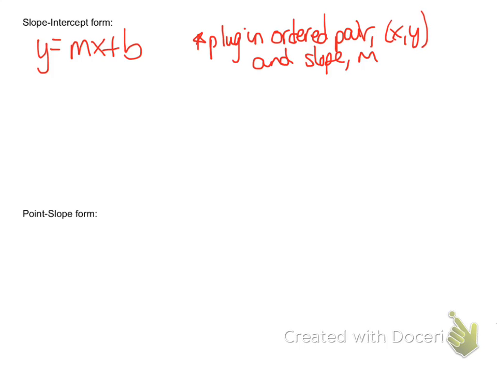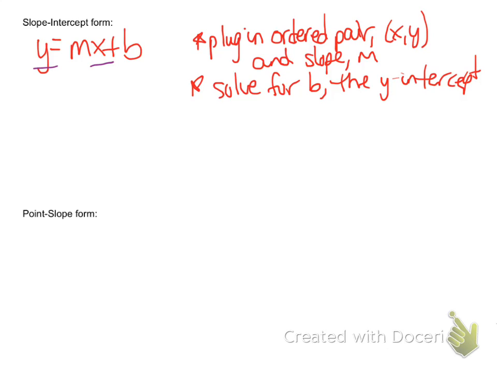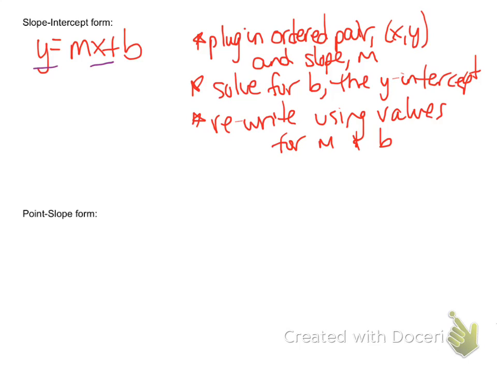To use slope-intercept form, we start with the slope-intercept equation, y equals mx plus b. You'll be given an ordered pair and a slope, or you may be given two ordered pairs and you'll need to find the slope. In any case, you plug in the ordered pair x and y for the x and the y in the equation, and you plug in the slope m. Then you solve for b, the y-intercept, and after you've found b, you go back and rewrite the equation using the numbers you've found for m and b.